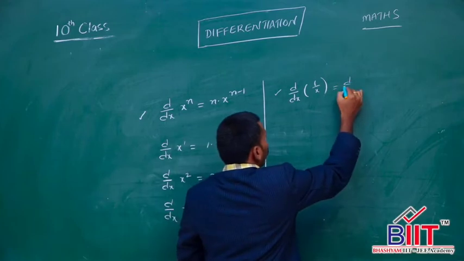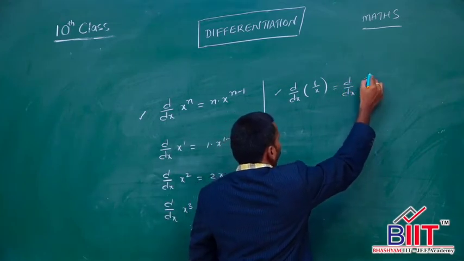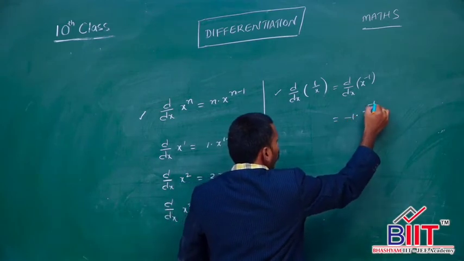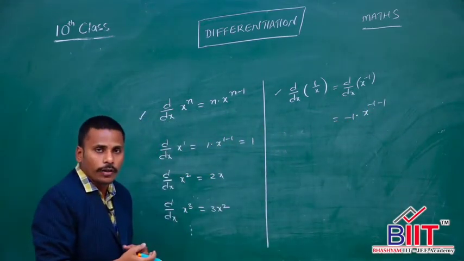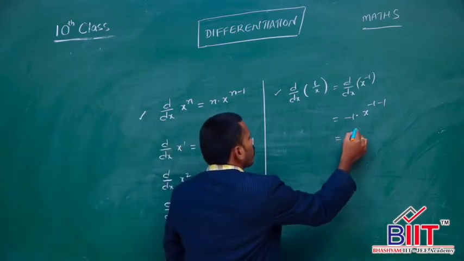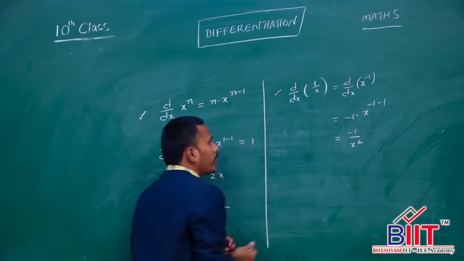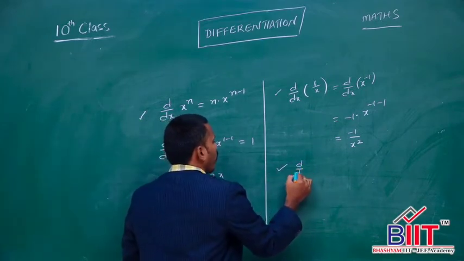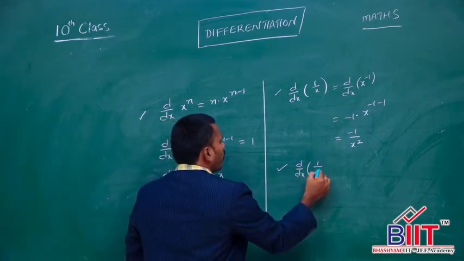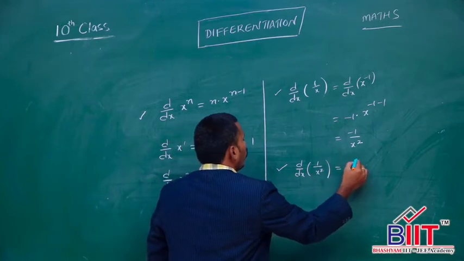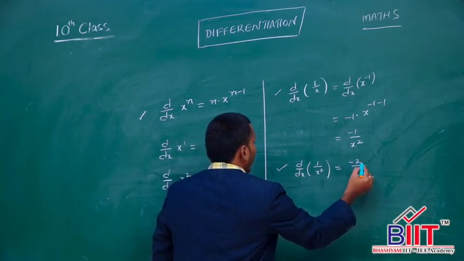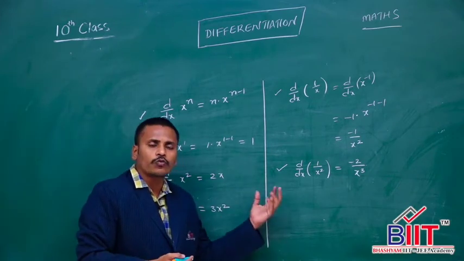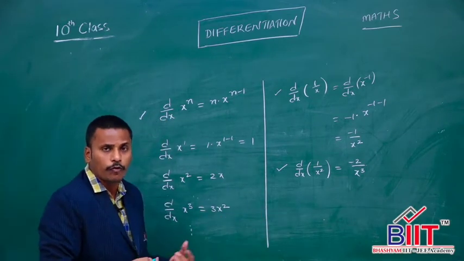This is equal to d by dx of x to the power minus 1. And by this formula, minus 1 into x power minus 1 minus 1. And if you simplify, this is minus 1 by x square. So d by dx of 1 by x is minus 1 by x square. Whereas d by dx of 1 by x square, if you calculate, you will get minus 2 by x cube. In the same way, we have a chance to calculate derivatives for 1 by x cube, 1 by x power 4 and everything.